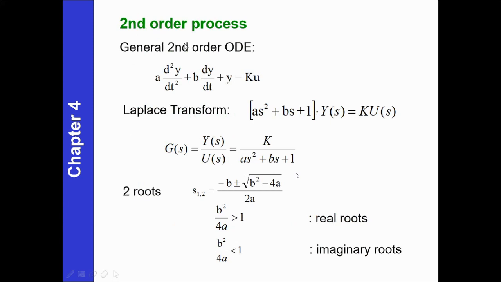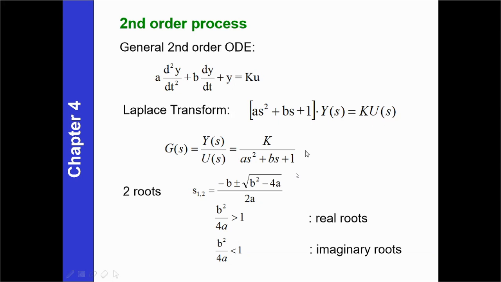And for a second order process, the ordinary differential equation is a d2y over dt squared plus b dy/dt plus y equals u. The Laplace transform for this, from table 3.1, is that d2y over dt squared becomes a s squared, dy/dt becomes s, and y becomes 1. So Y(s) equals K, the constant, times U(s).